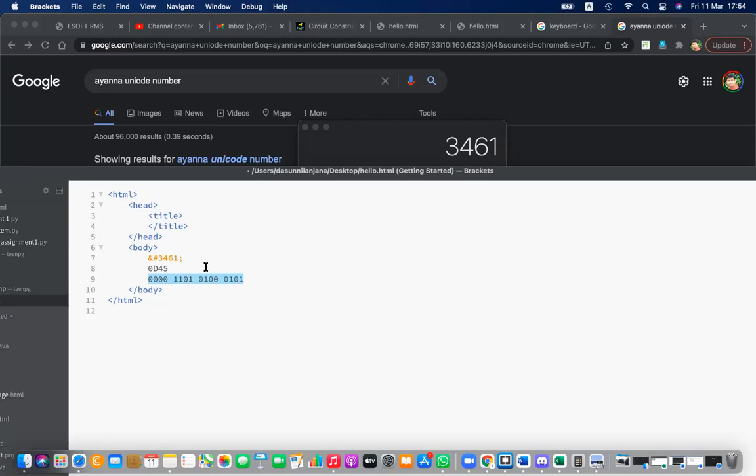Therefore we need to convert. Actually we are using decimal. This is the decimal value, 3461. If you give n and hash this number, let's give some more numbers.